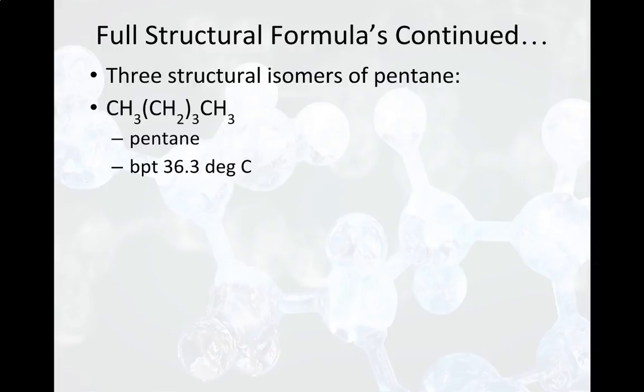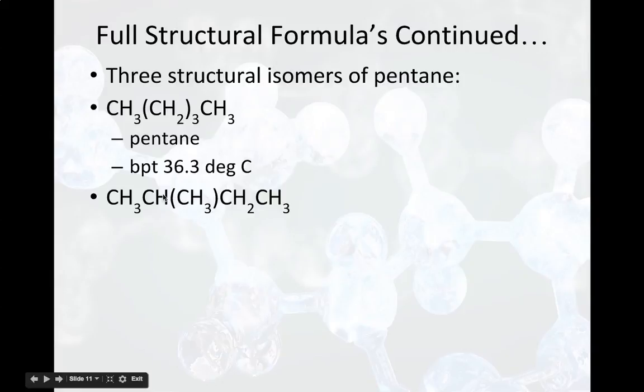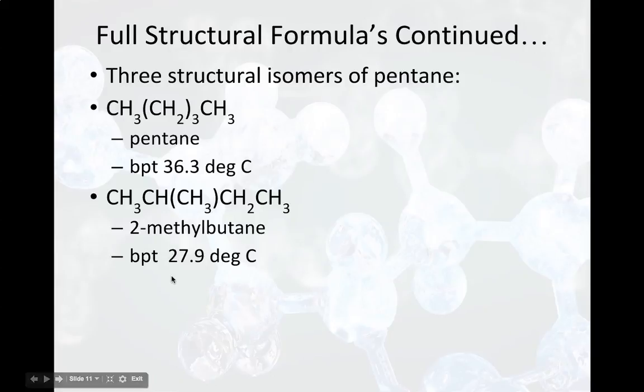Then I can basically lop off and move one of my carbons over, so I have a CH3, CH, CH3, so that CH3 that's in parentheses there is coming off of that carbon, CH2, CH3. That one is actually called 2-methylbutane. So on my second carbon, I have a CH3 or a methyl group coming off of it. And the boiling point of that is 27.9 degrees Celsius. Again, we're seeing the more round we get, the lower the boiling point is.